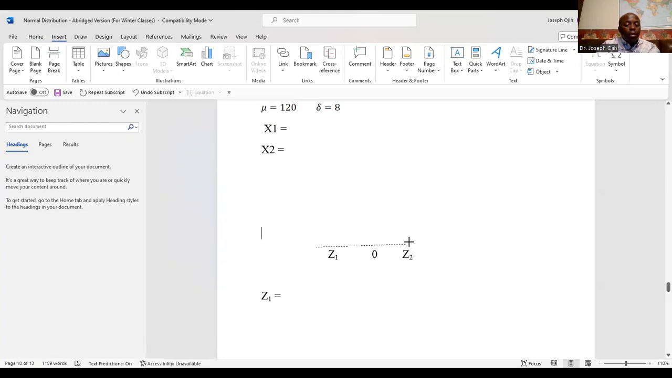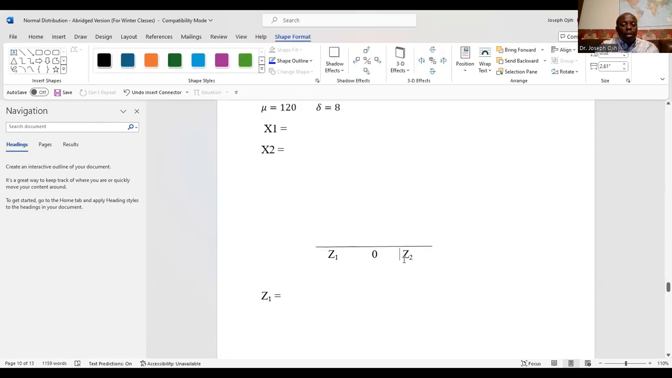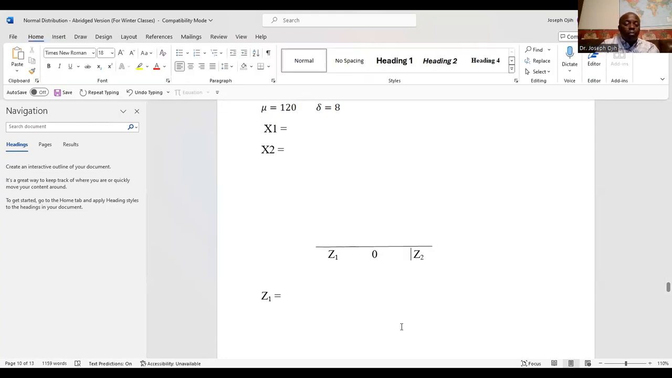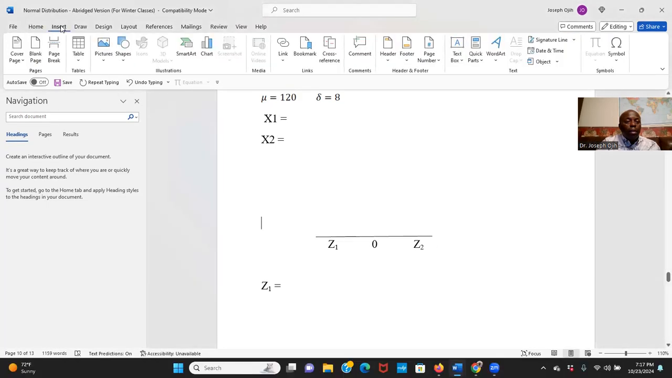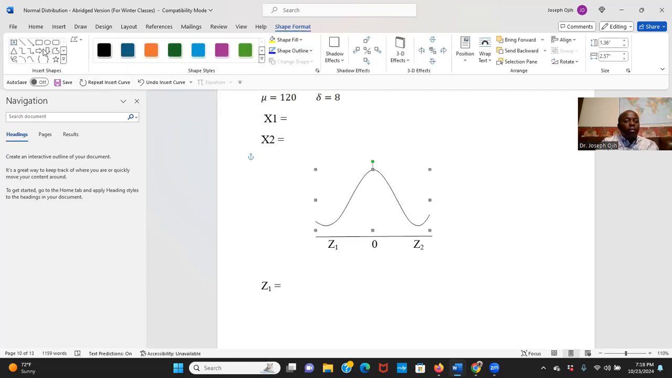Middle 60%. I'm just going to use some blood pressure. Let's put the bell curve. Then you're going to put the center line. Middle 60%. So you're going to have a Z1 here, and our Z2 here.